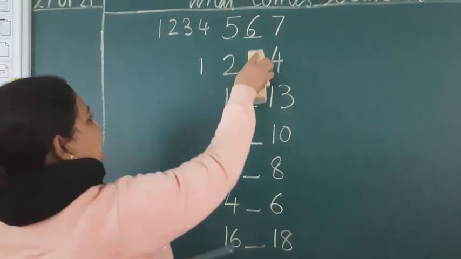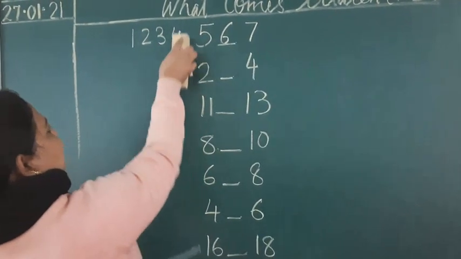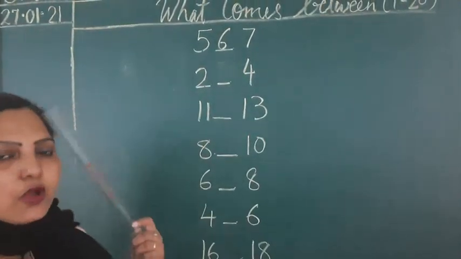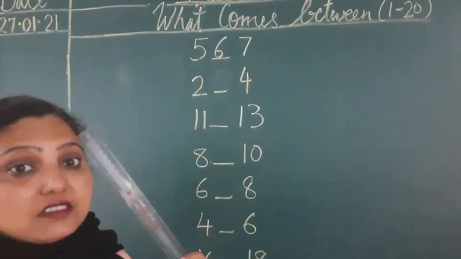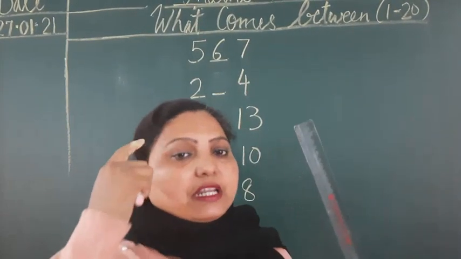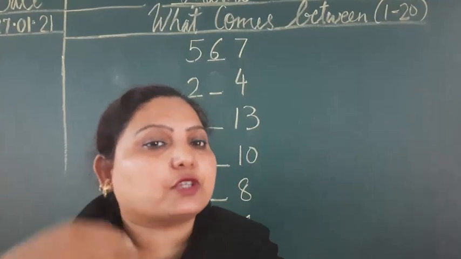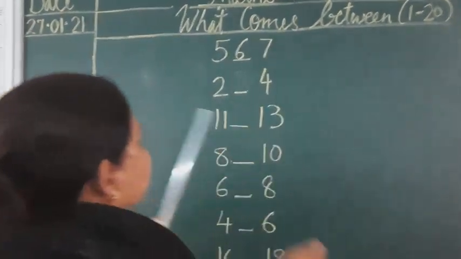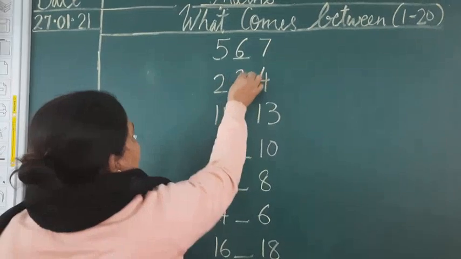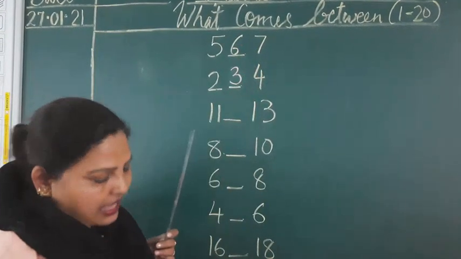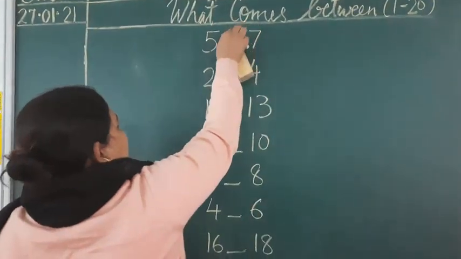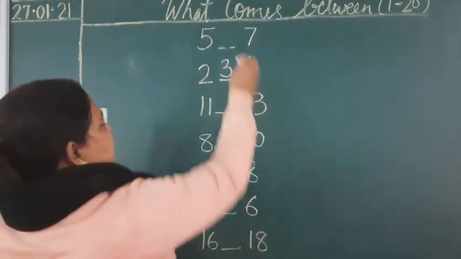So this is the method that in your mind you have to count. You have to keep in your mind all the numbers, 1 to 20. Till 20 you have to keep in your mind. Okay. So again we'll do this. Here 3 will come and here 6 will come.